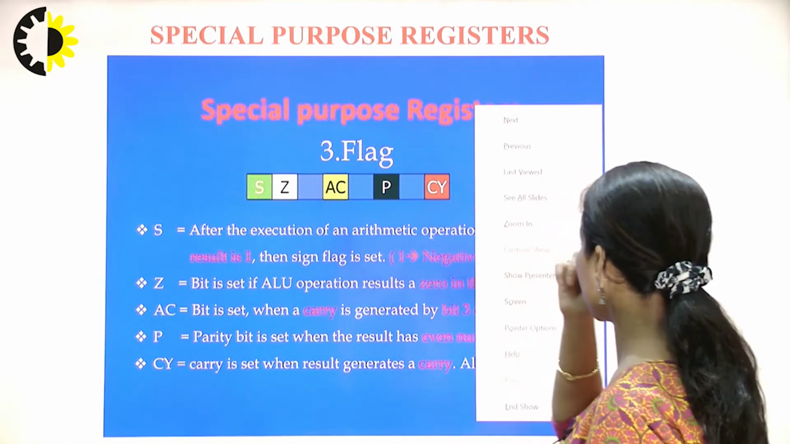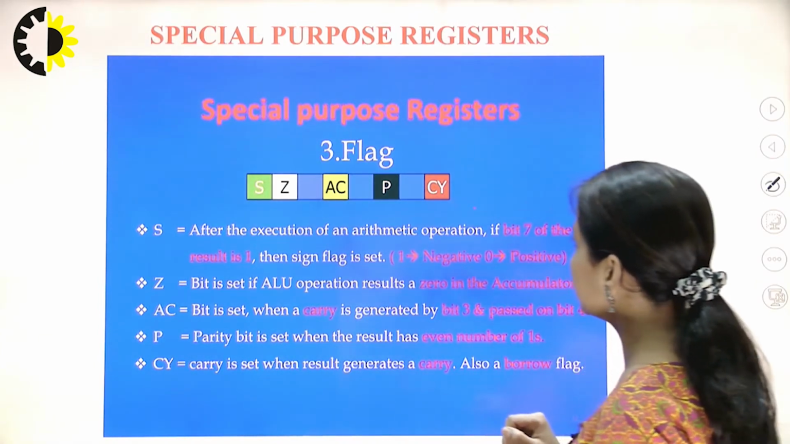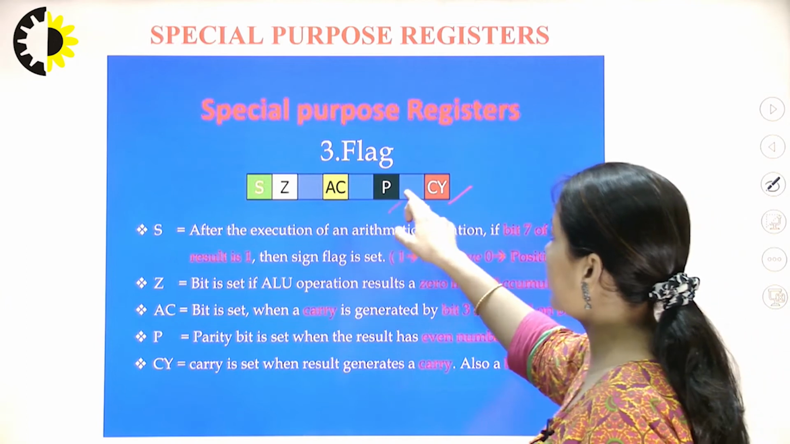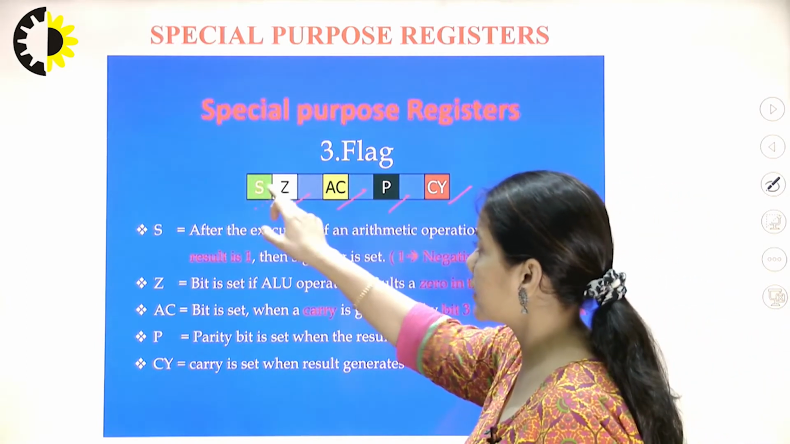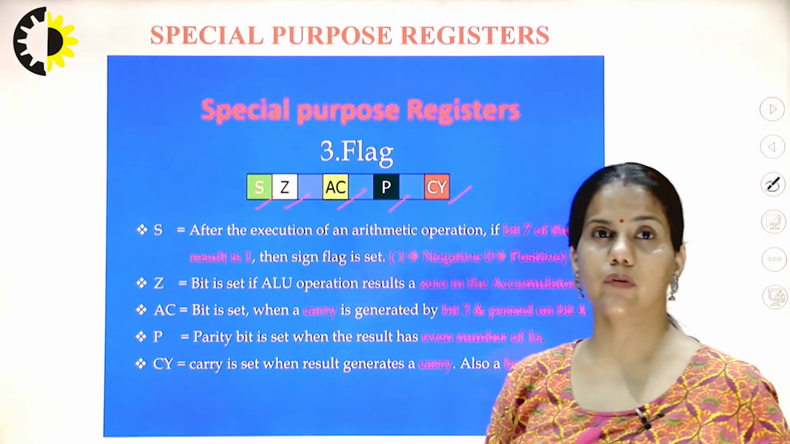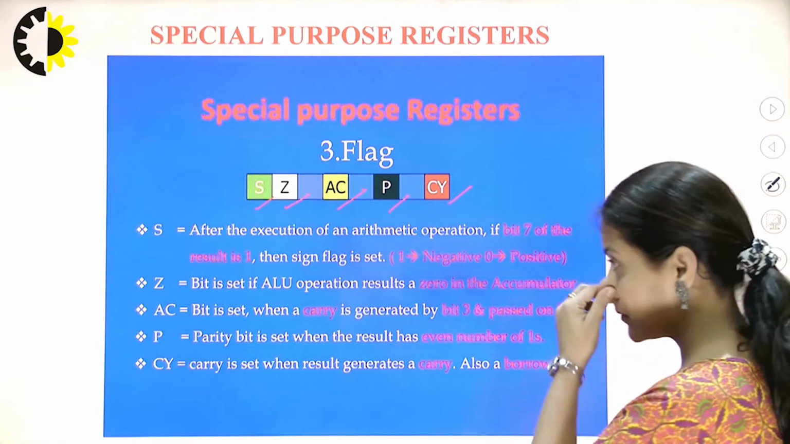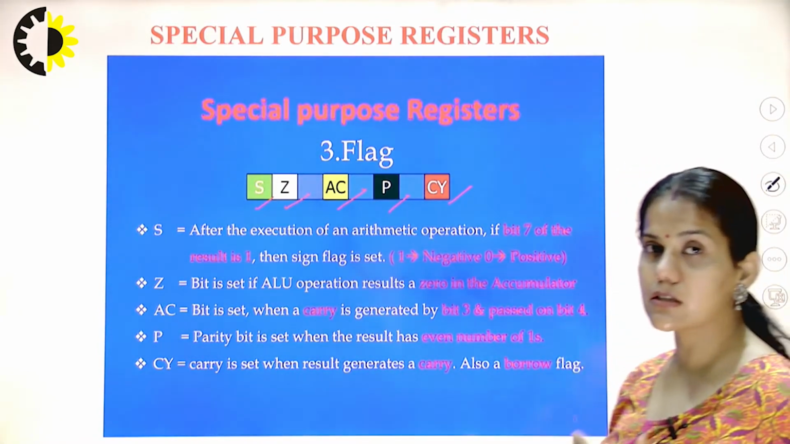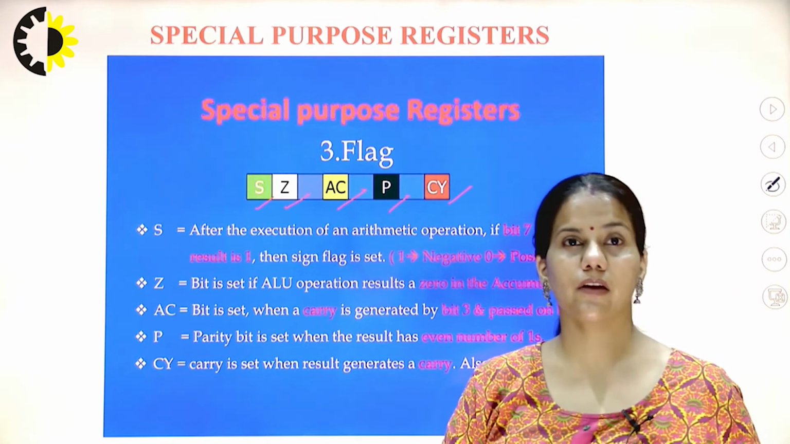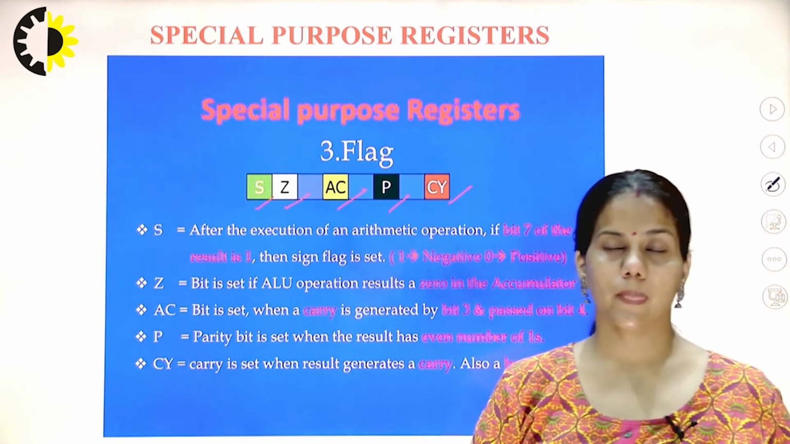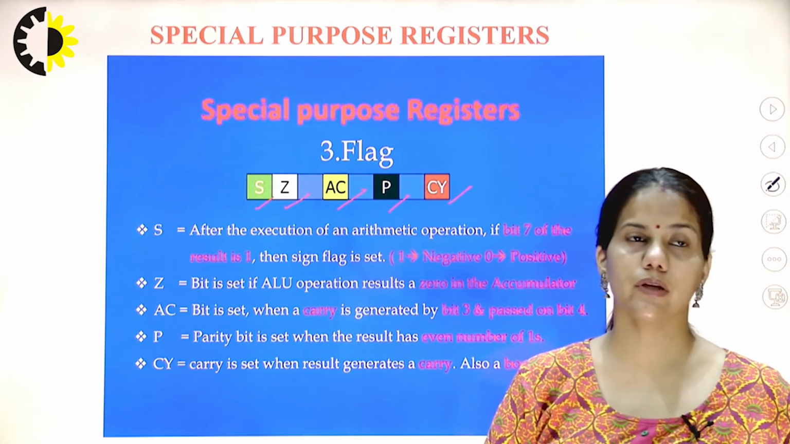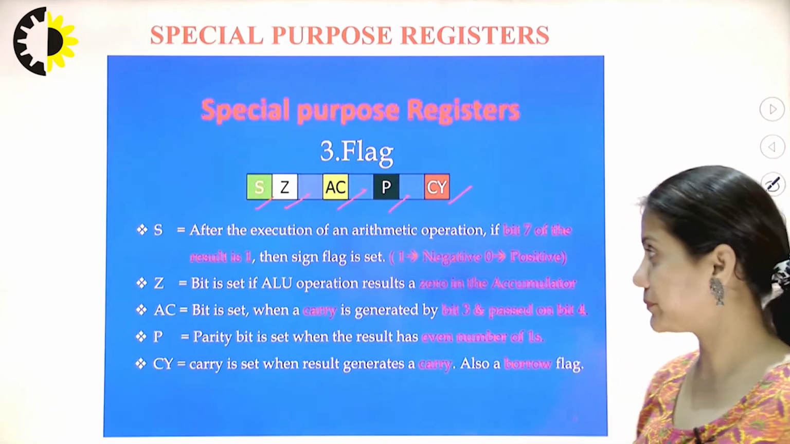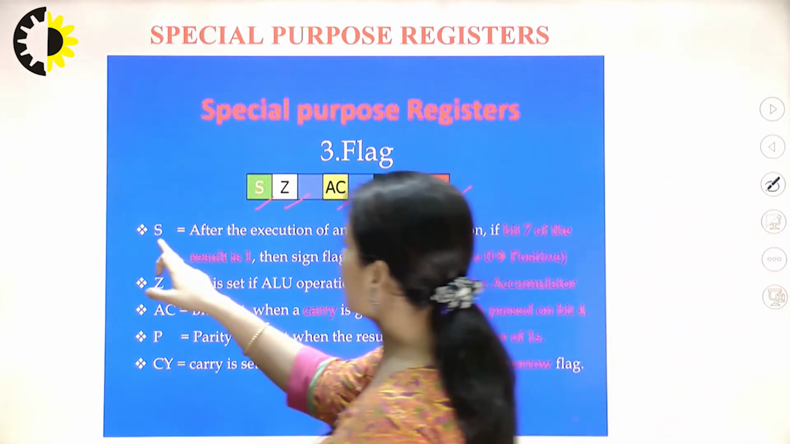Under special purpose registers, the flag register is another one. Carry, parity, auxiliary carry, zero and sign. These 5 flags are available with 8085. These 5 flags of this register indicate the status of the various ALU operations.